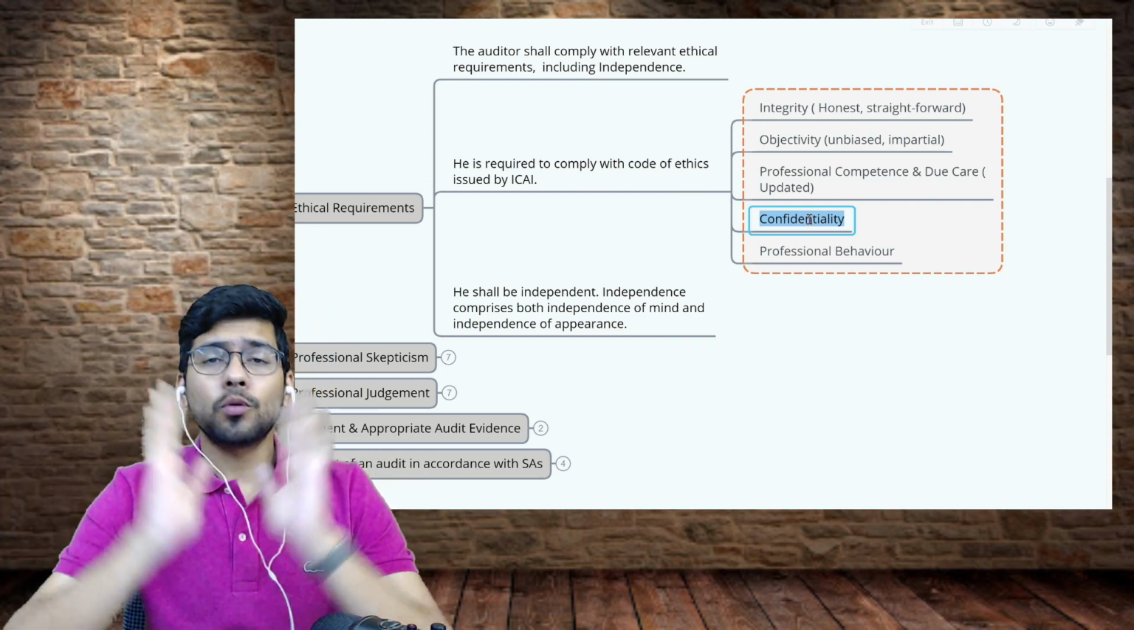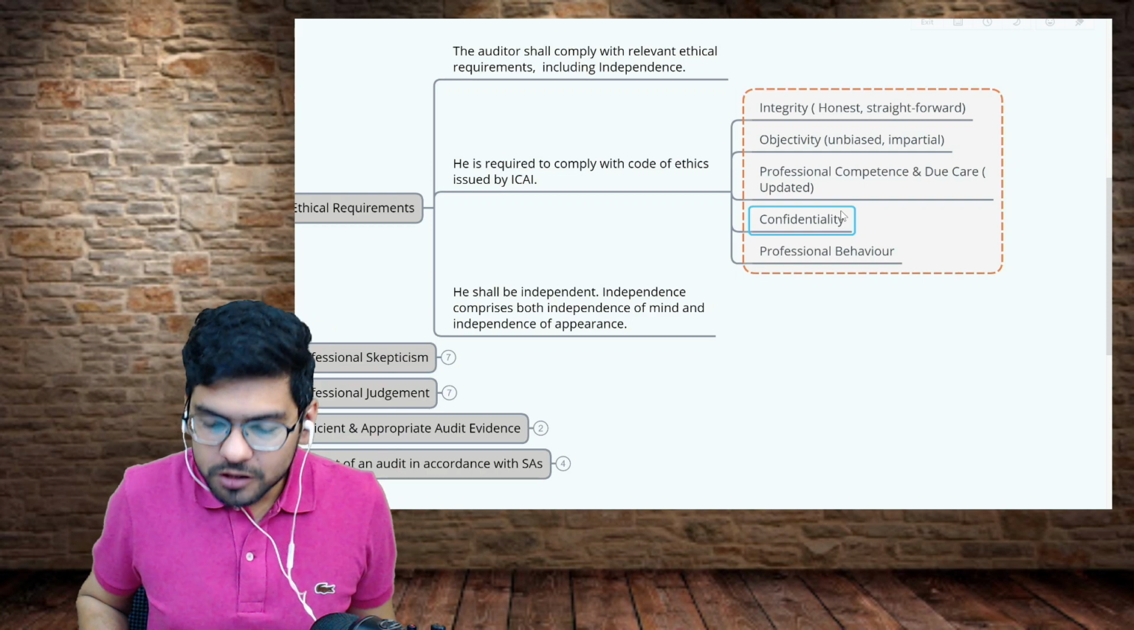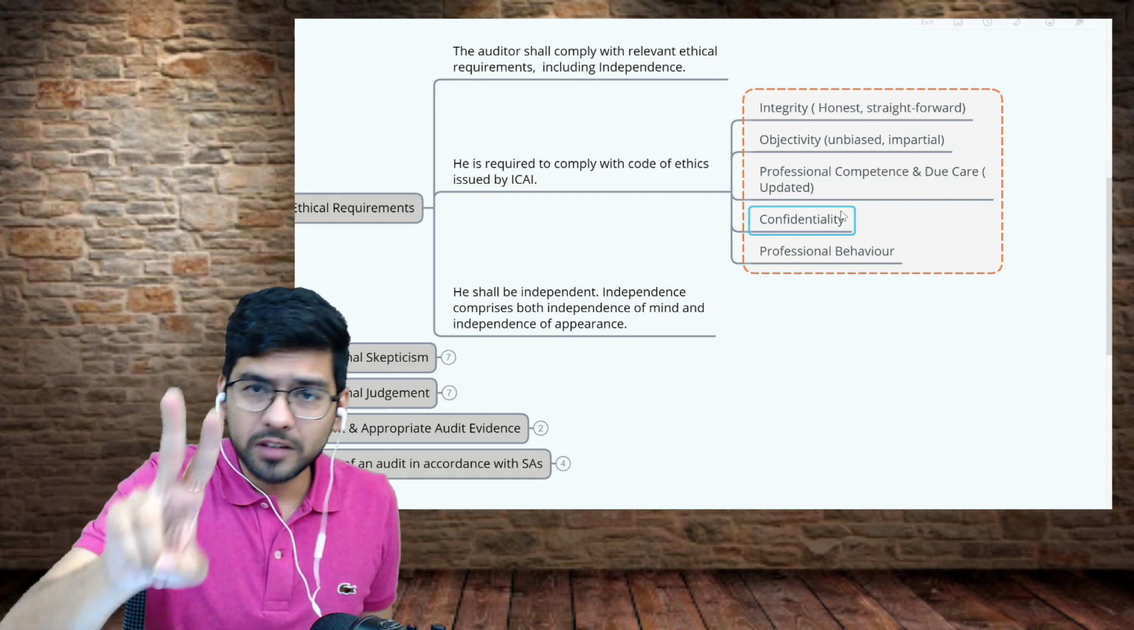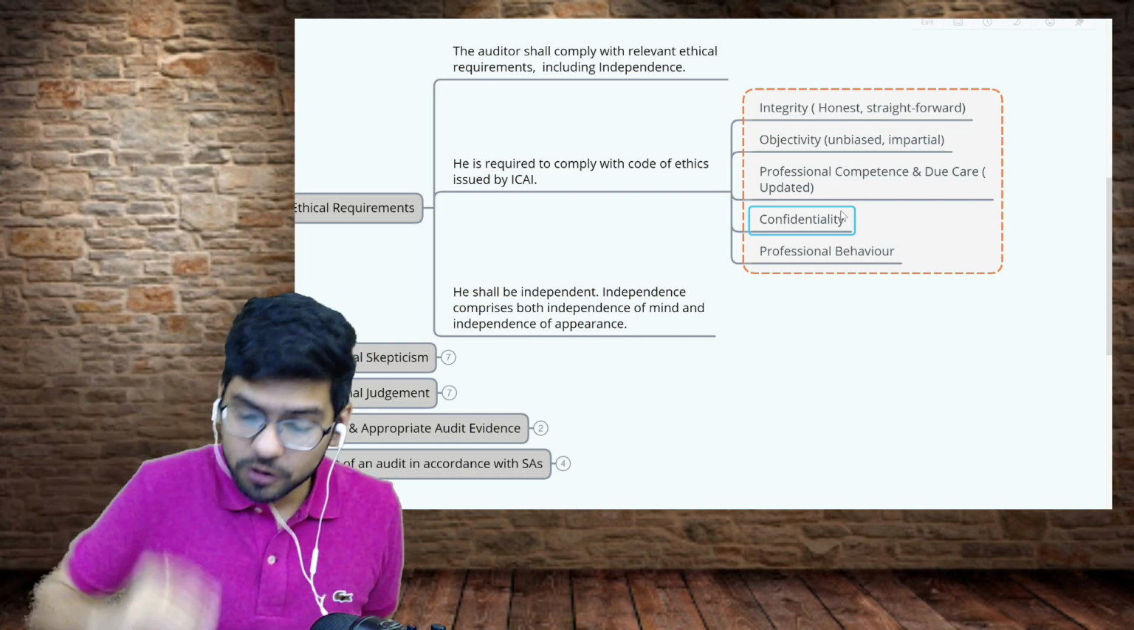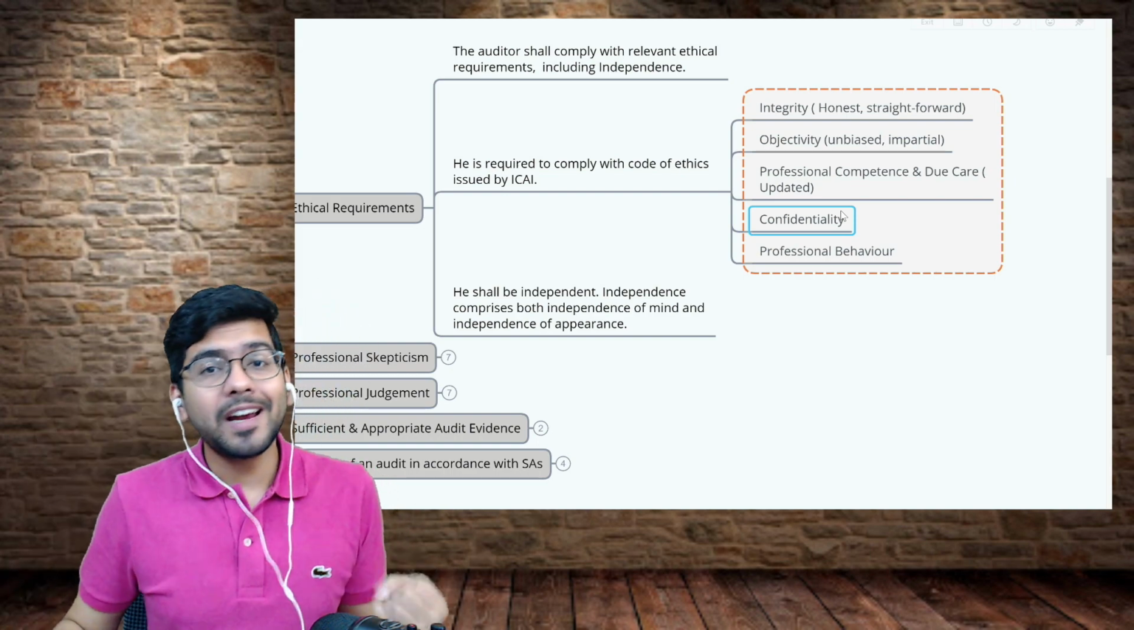So what is the general rule? That I shall not disclose any information to a third party, but there are two exceptions. What are the two exceptions? If I am bound by legal or professional duty, I may disclose, and secondly, if the client expressly permits me.